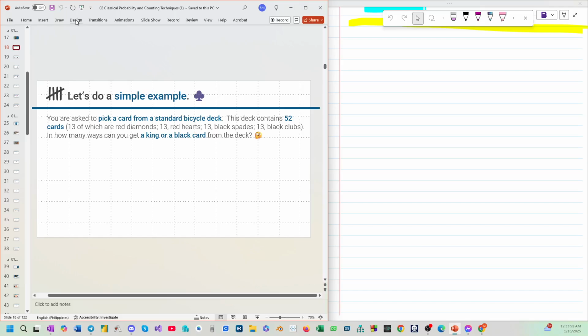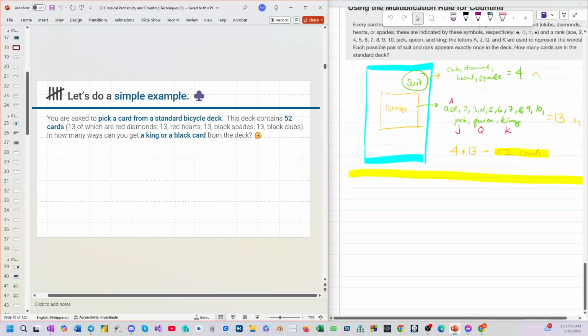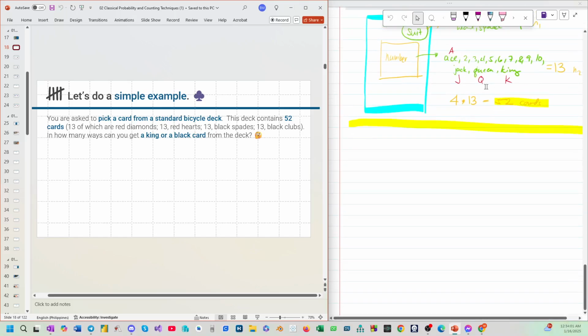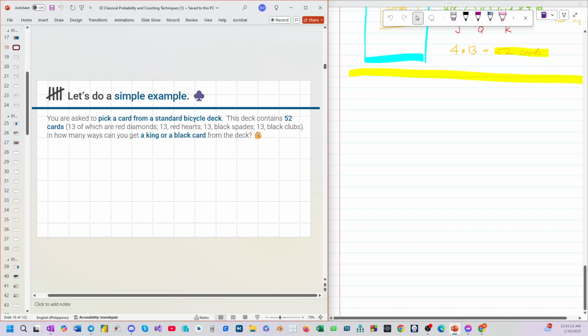Last time we already had that, I think in the last example. So this is the deck that we're talking about right now. You have 52 cards in total, all of which is a combination of a suit and a number: ace, jack, queen, king. So you just need to picture that first. So we're talking about that.